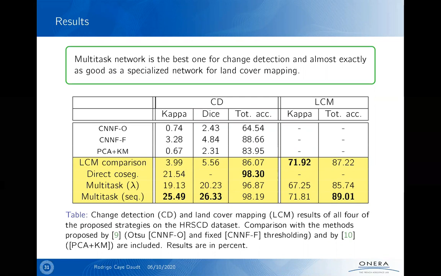For some quantitative results, if you look first at CD, or change detection, the total accuracy of our methods is pretty high. It gets up to like 98%. But given the class imbalance of this dataset, a few false positives can really bring the DICE or the kappa scores strongly down. But still, in this case, the multitask approach was the better one. Also, it's basically as good at land cover mapping as the dedicated network. This is because it's the same architecture, it just also has the change detection branch. So the differences are just because of the randomness of the training.